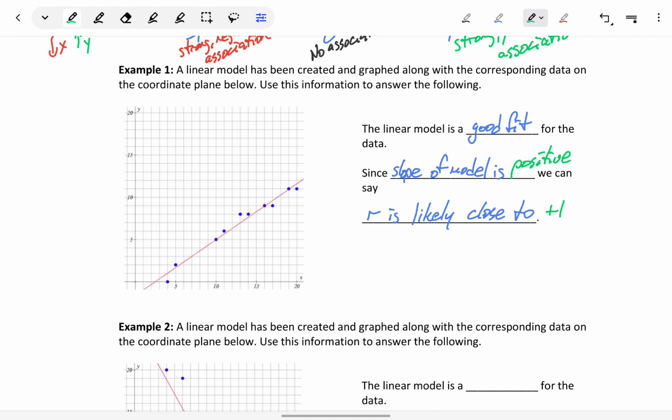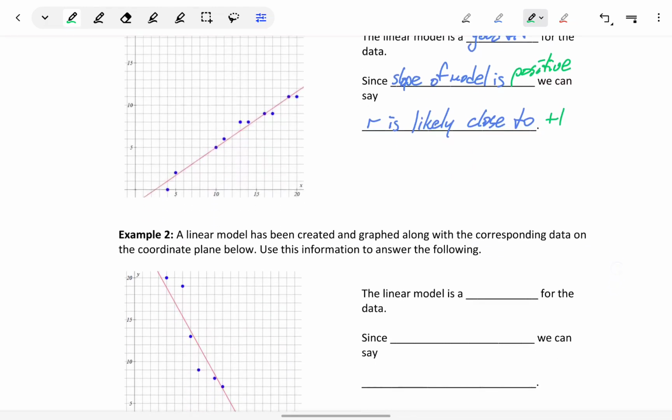So an increasing line, when we create that linear model that sort of represents the path our points are following, if we have a good fit and if we see a positive trend in that line, if the line is increasing as we read it from left to right, then our value for the correlation coefficient is likely close to +1.